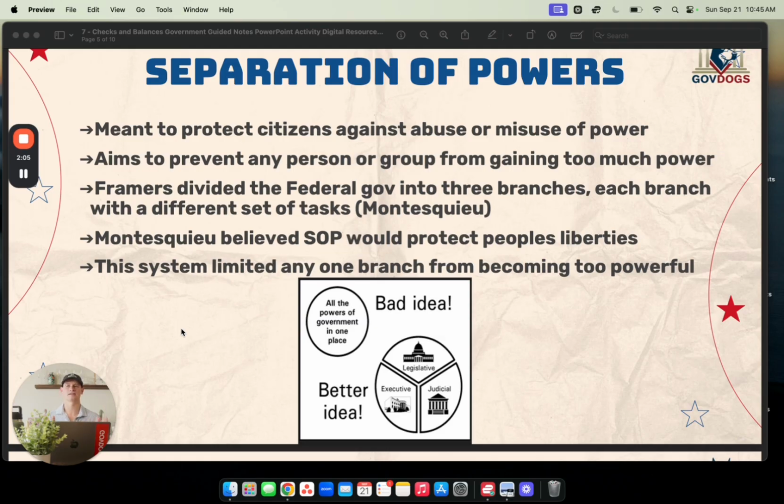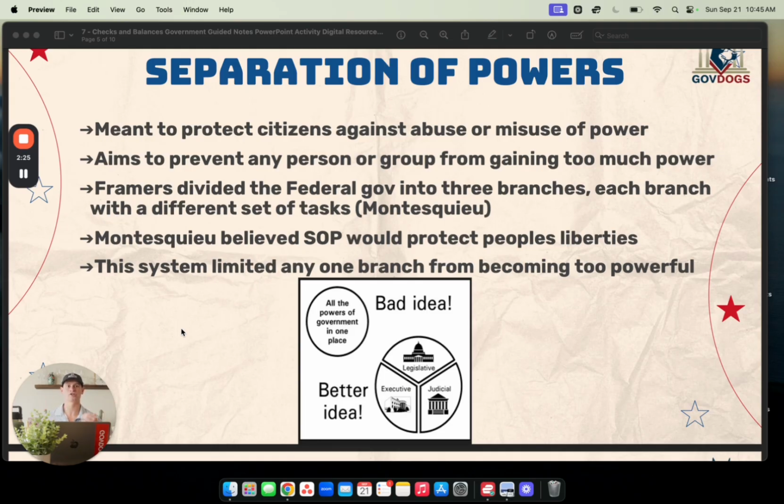I want to go over the difference between separation of powers and checks and balances. The idea of separation of powers is just that, an idea: let's take power and divide it, let's put it in 3 separate branches. Checks and balances is actually the actions that each of these branches can take to make sure that one doesn't gain too much power. So separation of powers is the idea.